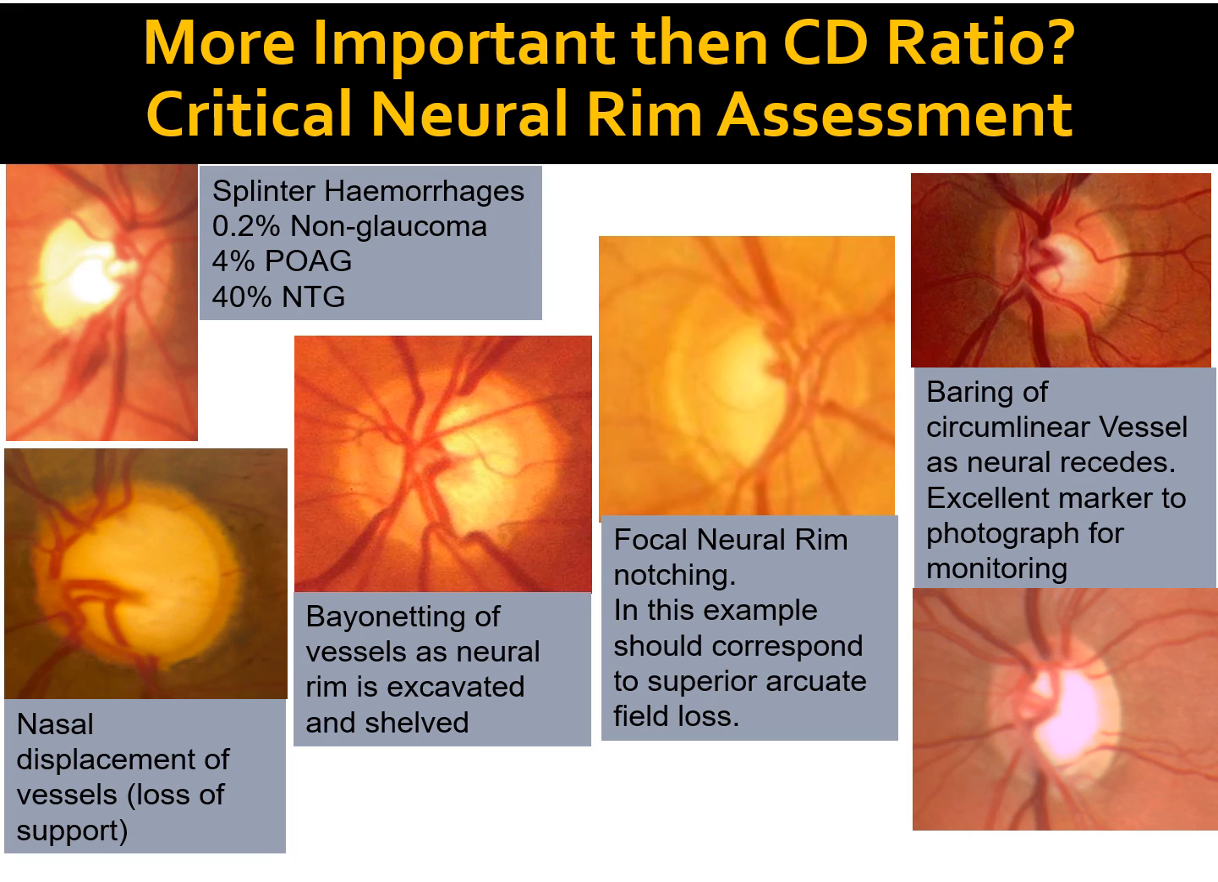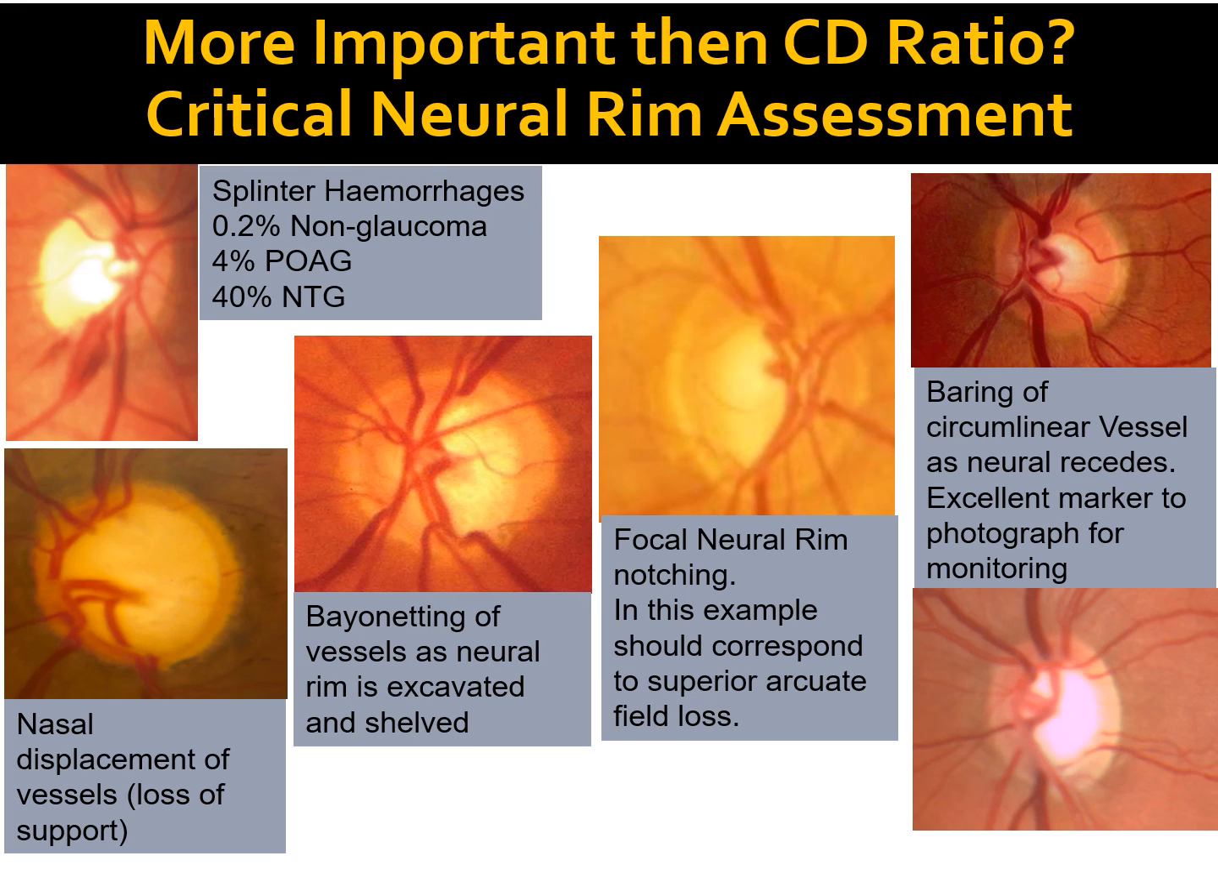If it's 0.8 and you've got a 2.5 millimeter wide disc, okay, statistically, the Garway-Heath thing says that they're probably normal. But splinter hemorrhages, as we've said before, in non-glaucomatous patients, 0.2%. POAG patients, 4%. Normal tension glaucoma, 40%. So, you know, it's a pretty strong indicator.